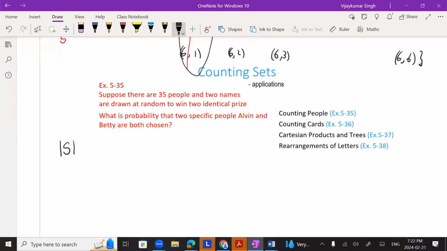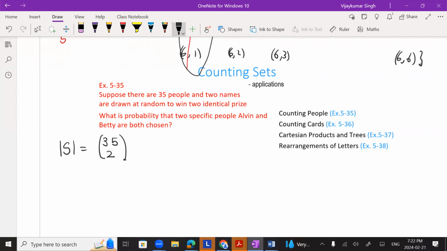The sample space is all possible combinations of 2 names, right? Do you agree? Suppose there were Jack and Jill, so it will be Jack, comma, Jill, and the order does not matter. Because we are choosing two names and the prizes are identical. If the prizes were different, then the order would have mattered. But since the prizes are not different, the order does not matter. So out of 35, we are choosing 2: 35 choose 2. That is your sample space.